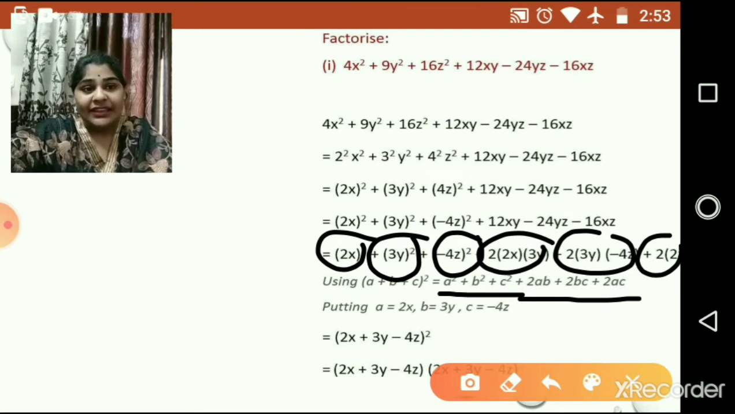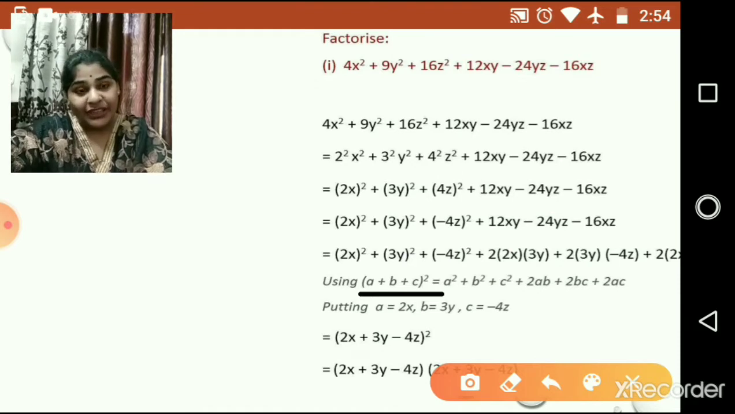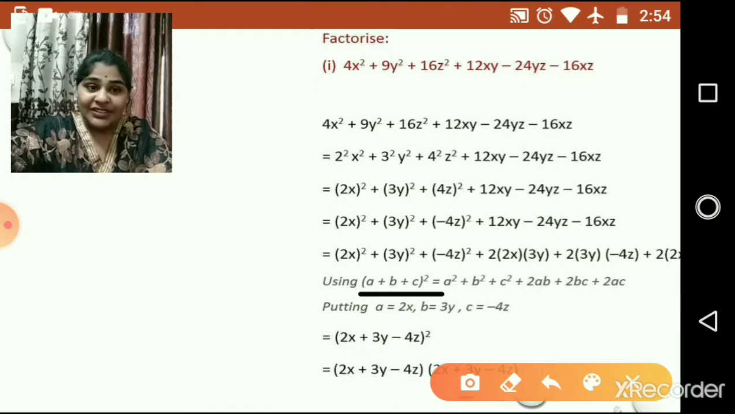Now this I can equate with whatever is the left hand side. So what is the left hand side over here? That is (a + b + c) whole square. Now I know the values of a, b and c. Let us just substitute the values.